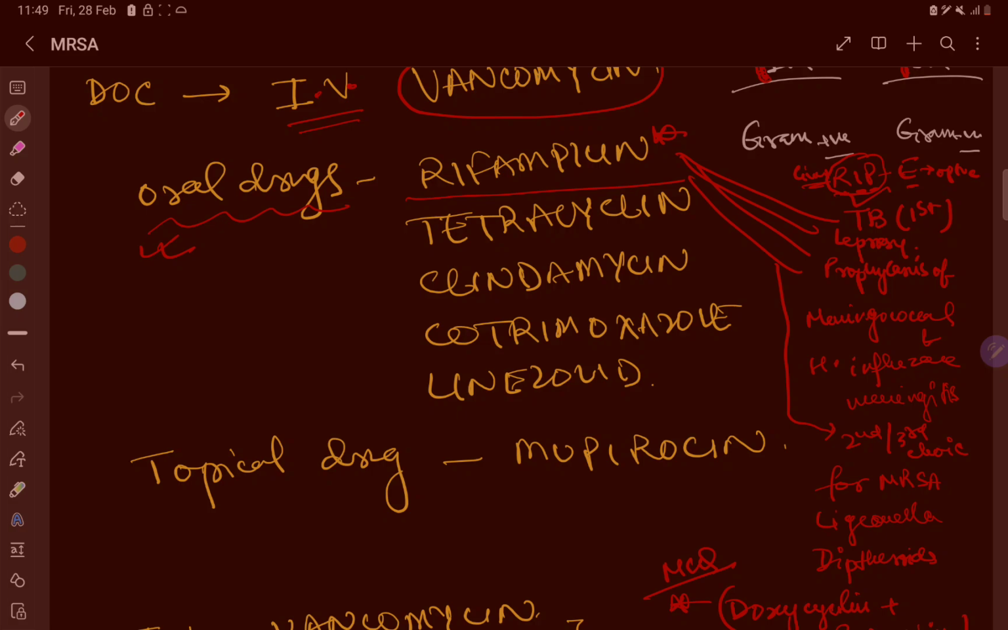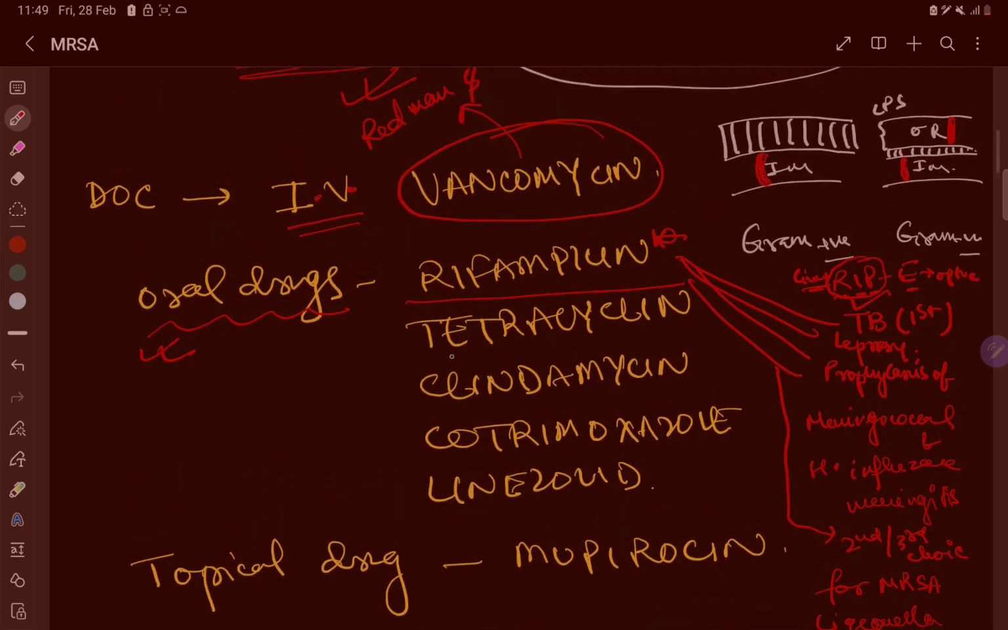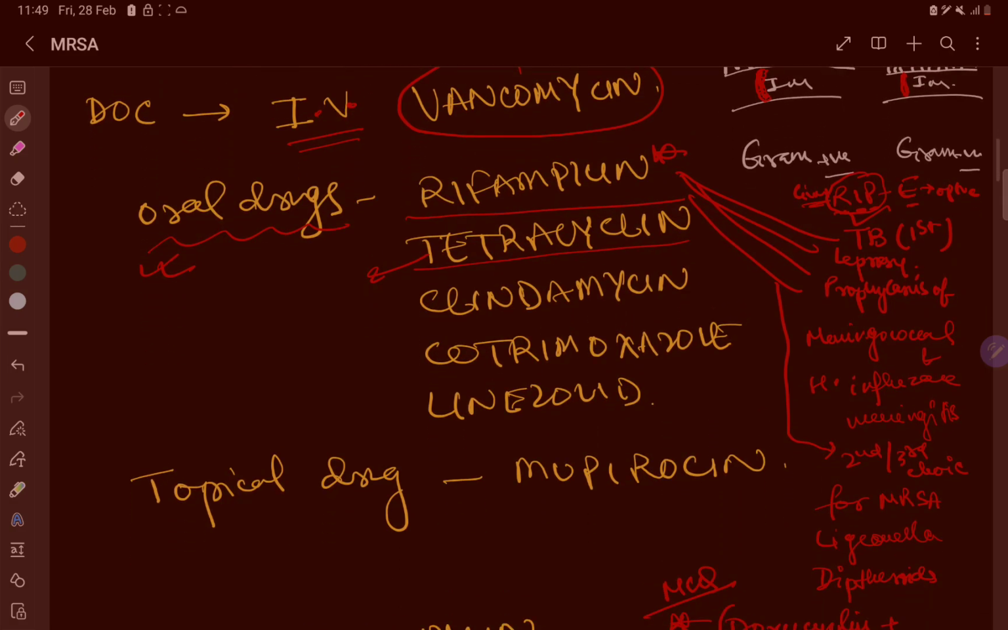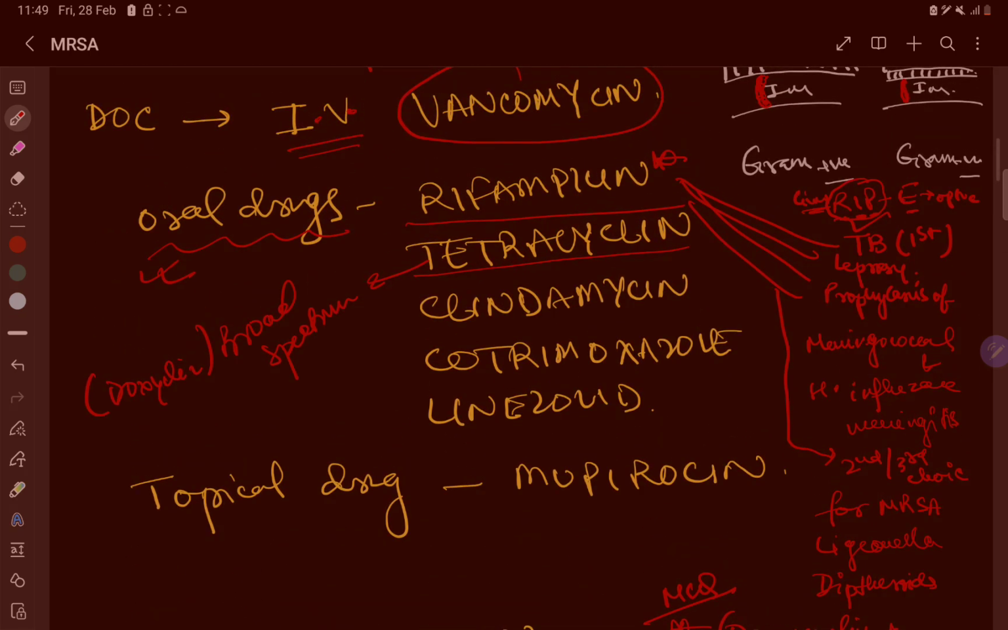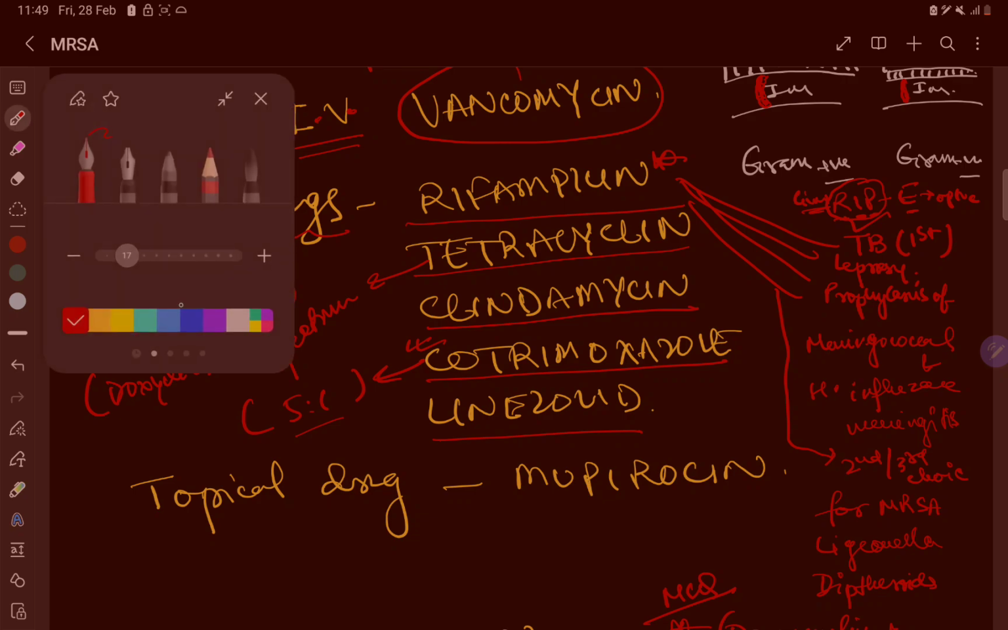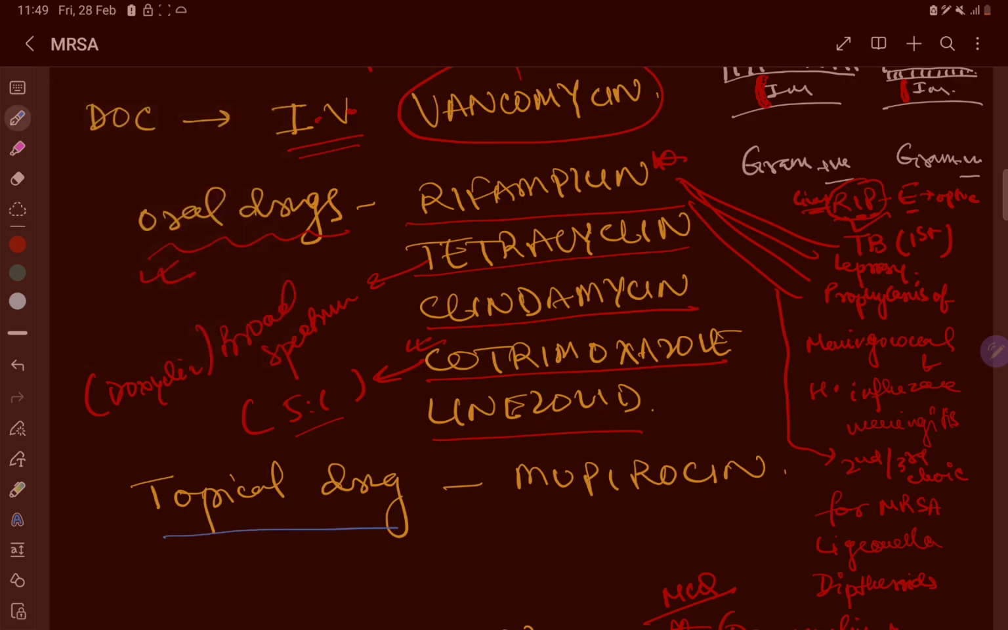Okay, now other drugs for MRSA are tetracyclines. This is a broad spectrum. Among the tetracyclines, doxycycline we discussed just now. Doxycycline is used in brucellosis, right? Then clindamycin, linezolid, and cotrimoxazole, a sulfur drug, a combination of two, in a 5:1 ratio. This you have to remember.